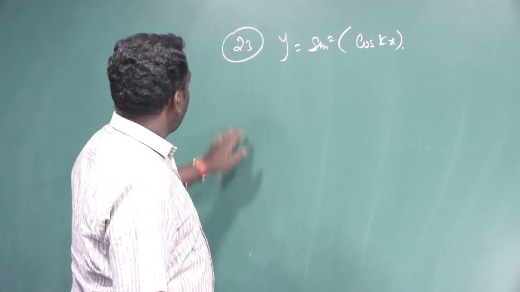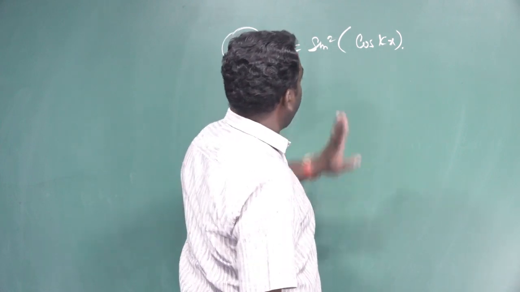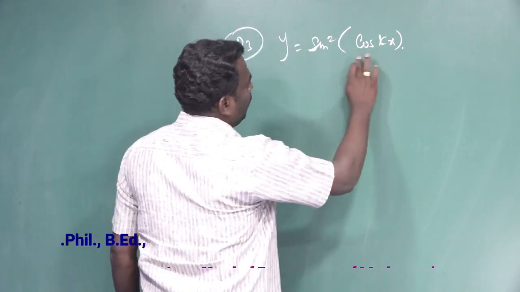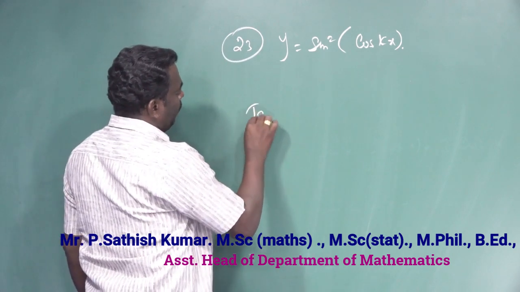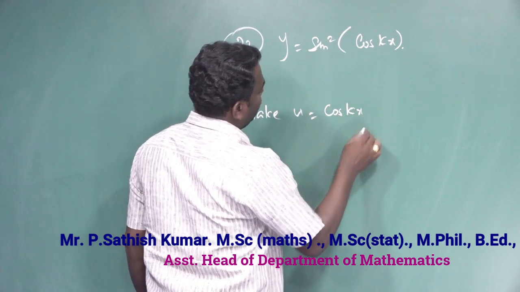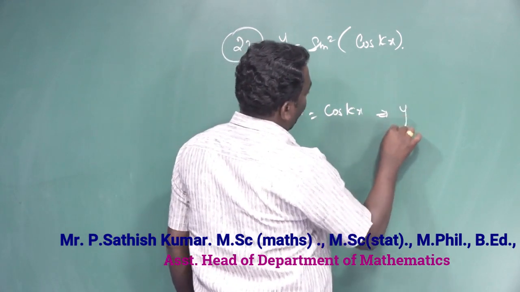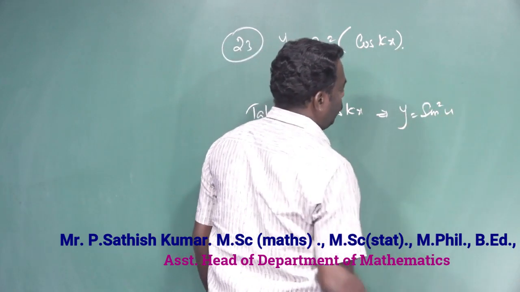Come to the next one, question number 23: y equals sin square into cos kx. Again the same process. Take the term within the bracket, cos kx, as u. So u equals cos kx, and that implies y equals sin square of the total term u.